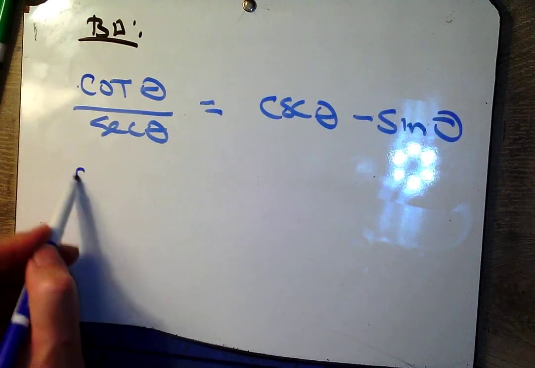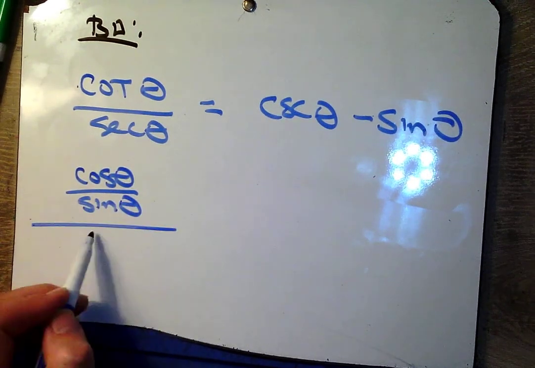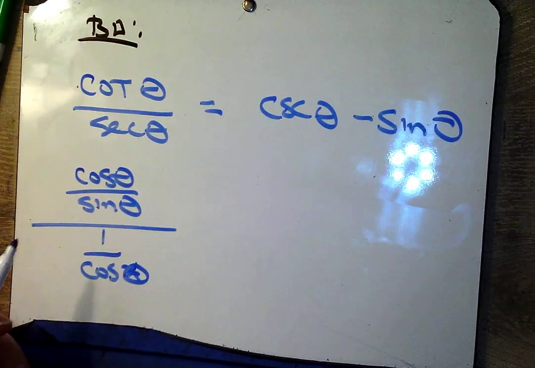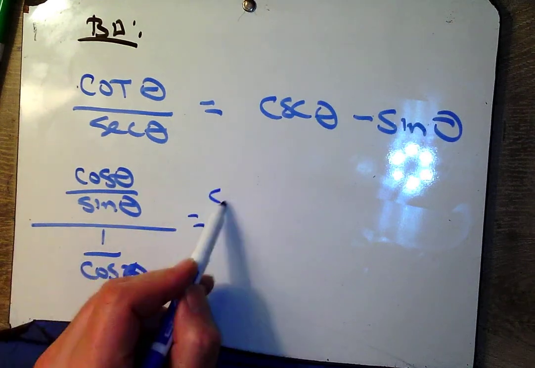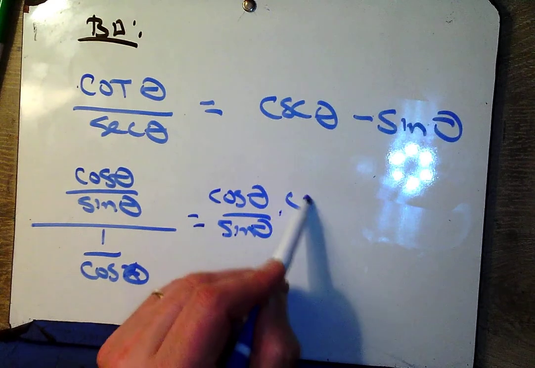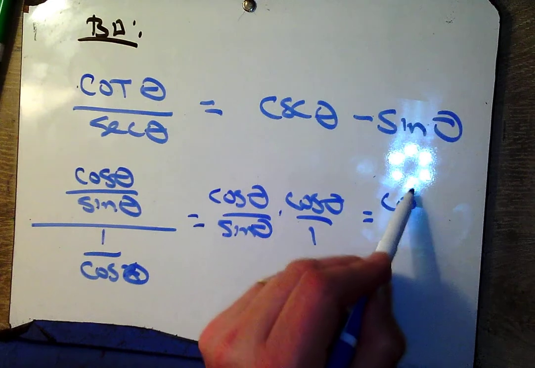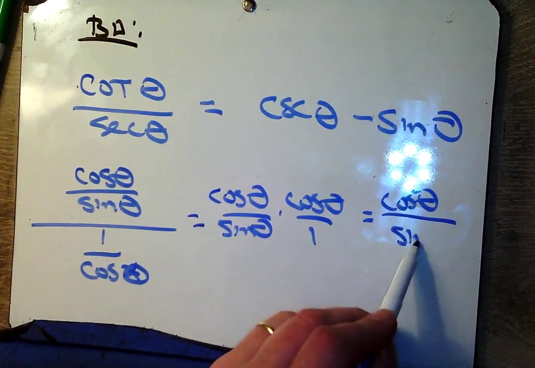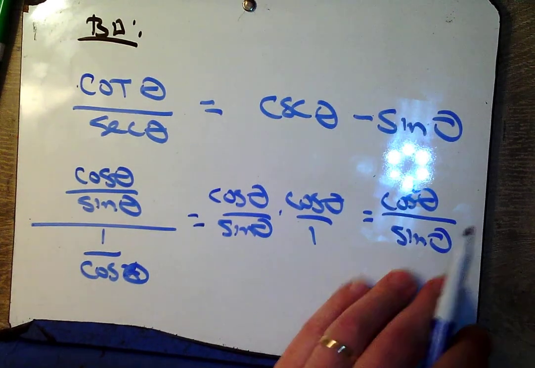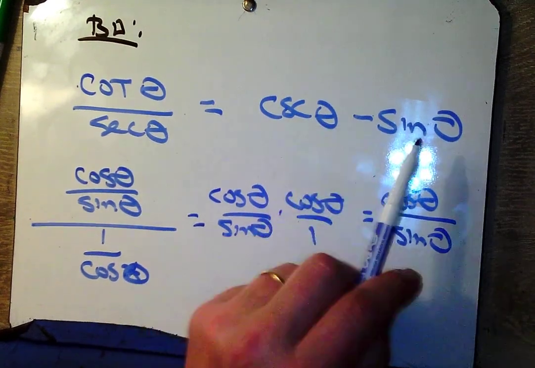Okay, so cotangent is cosine over sine divided by 1 over cosine. Okay, so what if I do my flip and multiply? Cosine theta over sine theta times cosine theta over 1. Well, that's going to be cosine squared theta over sine theta. Now, a lot of people get stuck in a place like this, and so I might suggest to you, look where you're going. Use that strategy.